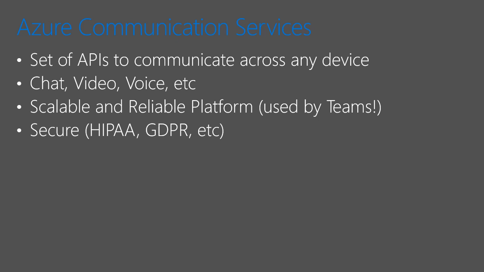So what is Azure Communication Services? It's a set of APIs to communicate across any device, from the workstation that you have at your desk to your mobile phone, your iPhone, your Android, your Surface phone, etc. You can have chat capabilities, video capabilities, voice, etc. to push and toast notifications.